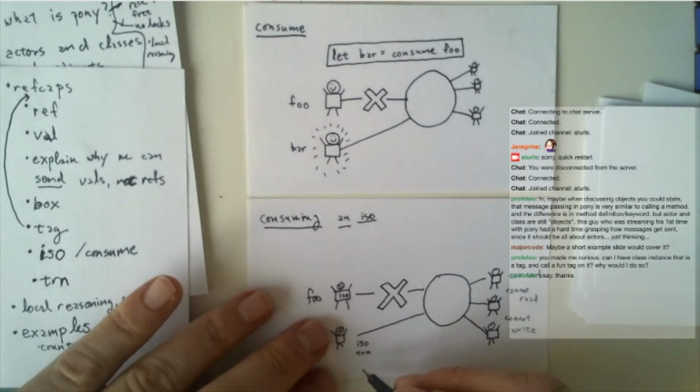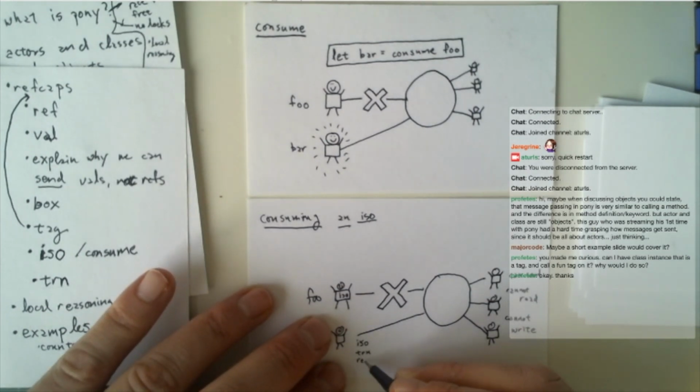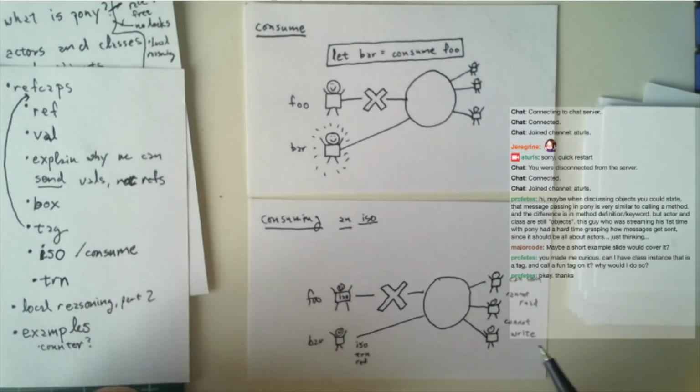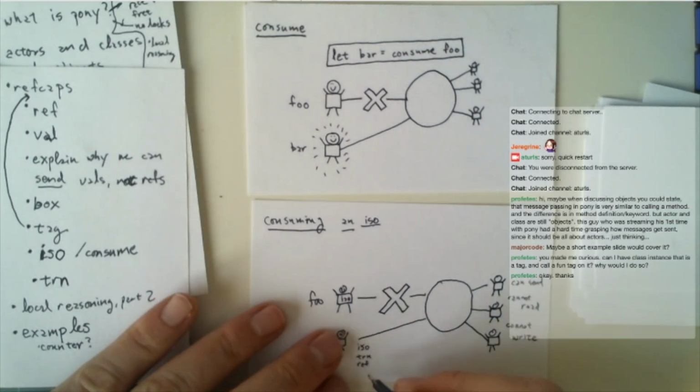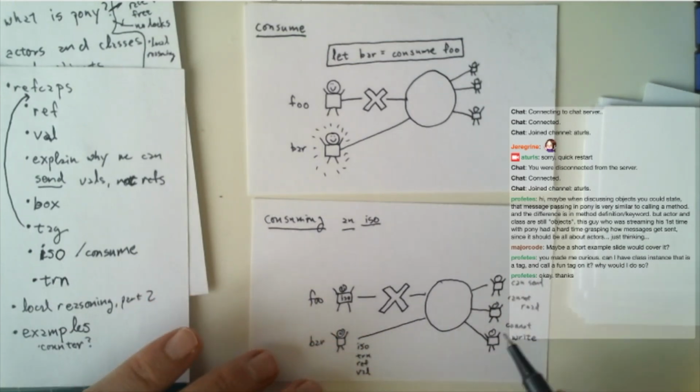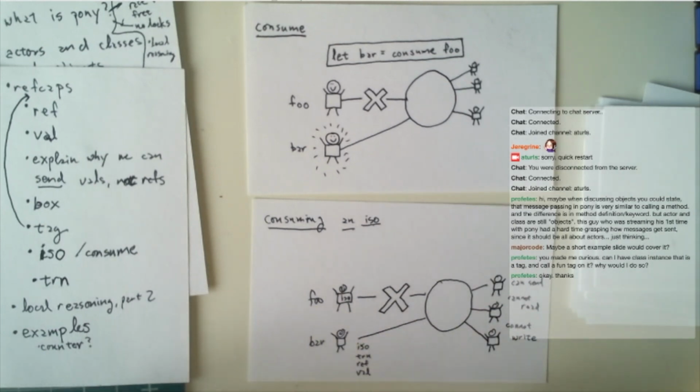We could make it a ref, because we don't have to worry that there's any other references out there that would prevent us from making a ref. We could make it a val, because we know that there's nothing else. Since we know that there's nothing else out there that can read or write, we can safely say, okay, this is now a val, and now everything else that points to this thing has to be read-only.